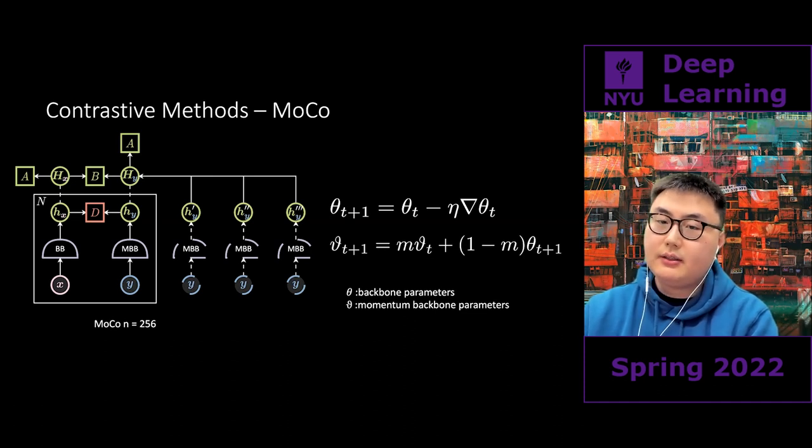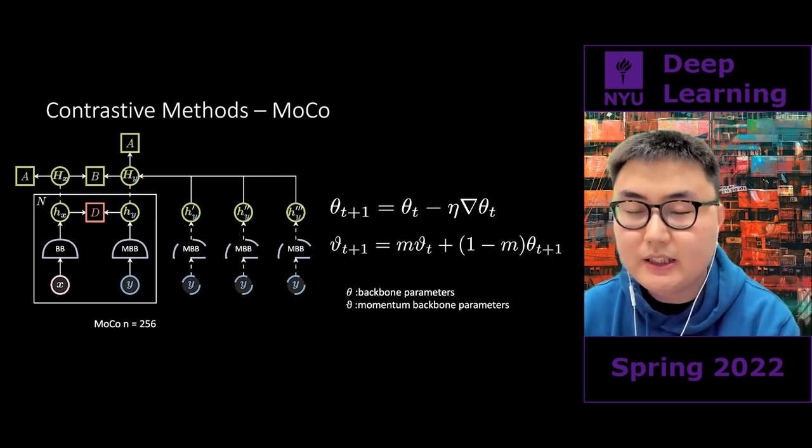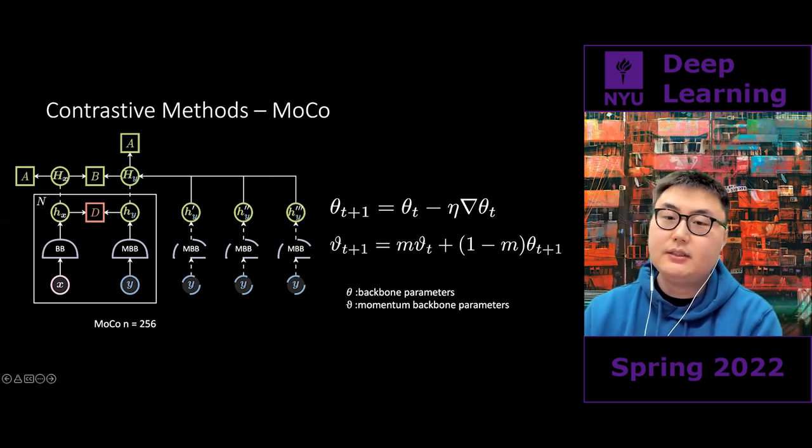Or, on the other hand, another explanation: it is an exponential moving average of theta t. So it's a moving average, and every time it changes really little. It sounds very counterintuitive. Why should the momentum be set very high? Because you want the theta t to be stable, right? If you set the momentum high, the update will be really slow.